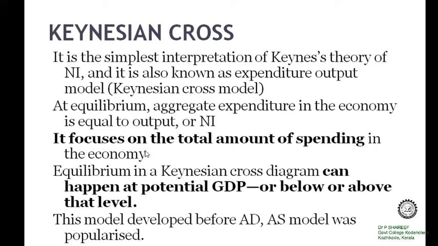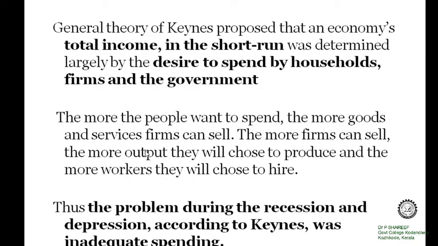This model focuses on the total amount of spending in the economy. The equilibrium can happen at the potential GDP level, below the level of potential GDP, or above that level. The Keynesian cross model was developed before the aggregate demand aggregate supply model was popularized.